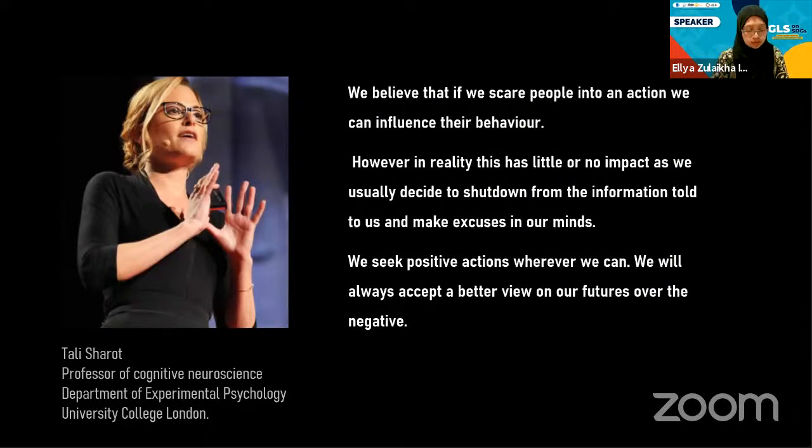This is Tali Sharot, a cognitive neuroscientist from the UK, saying that if we scare people, it has little or no impact, as we usually shut down from the information told to us and make excuses in our mind. We seek positive action wherever we can. We will always accept a better view of our future over the negative. So perhaps this can give you a clue.